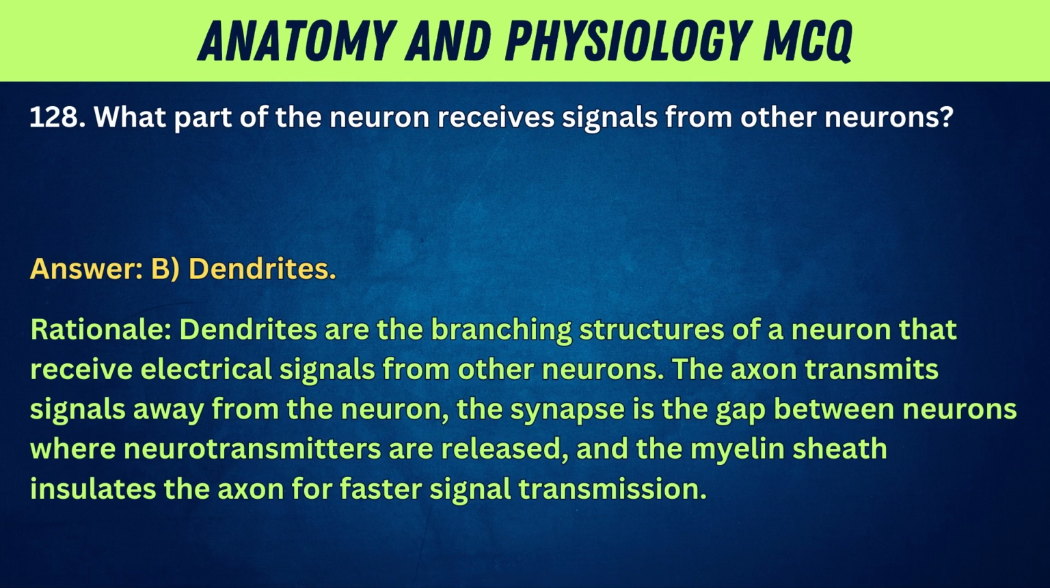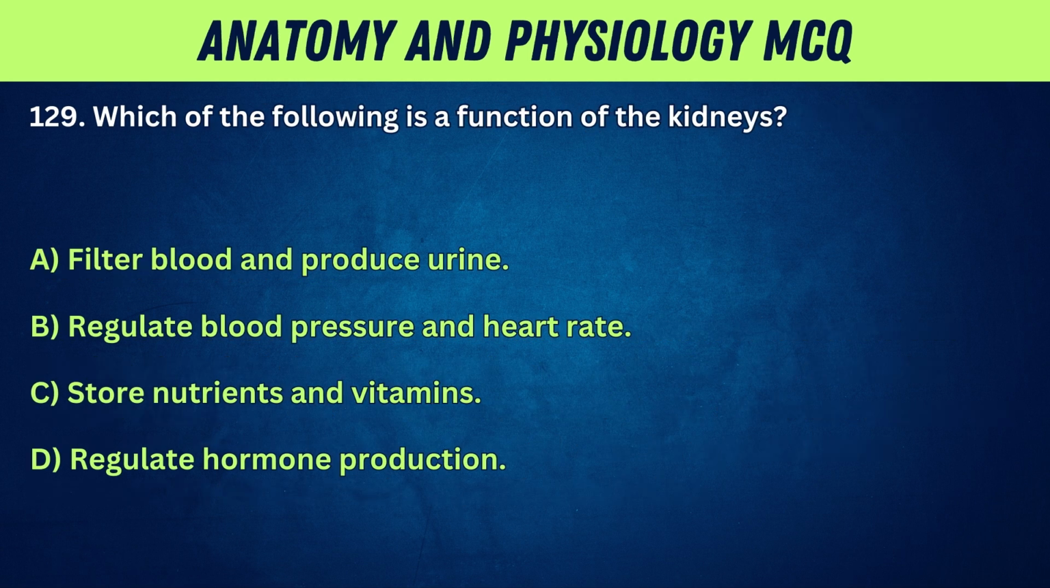Dendrites. Rationale: dendrites are the branching structures of a neuron that receive electrical signals from other neurons. The axon transmits signals away from the neuron. The synapse is the gap between neurons where neurotransmitters are released, and the myelin sheath insulates the axon for faster signal transmission. 129. Which of the following is a function of the kidneys?